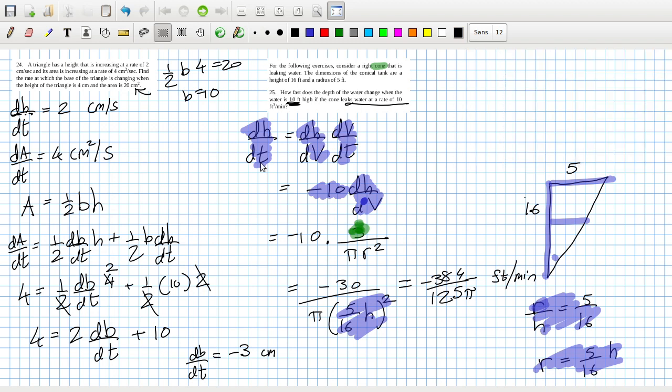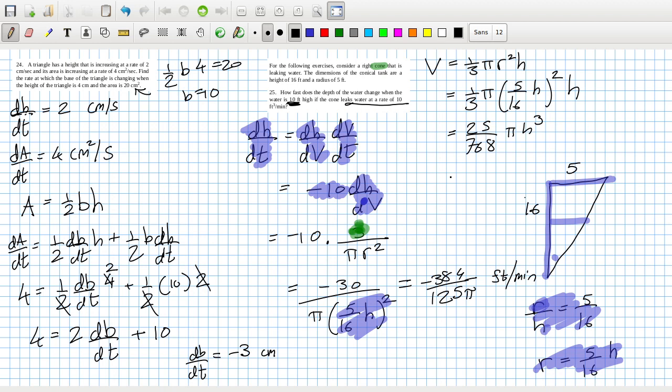If I fix that up now, V is 1/3 pi R squared H. But what we'd much prefer is not to have the R squared, we'd prefer just to have the H instead. So again, I could do the replacement here: 1/3 pi times 5 over 16 H, squared, by H. So that would be 25 over 256, right? Times 1 over 3. So that's 25 over 768 pi h cubed. So then you would get dV/dh. If I multiply that by 3, I get 25 over 256 pi h squared.